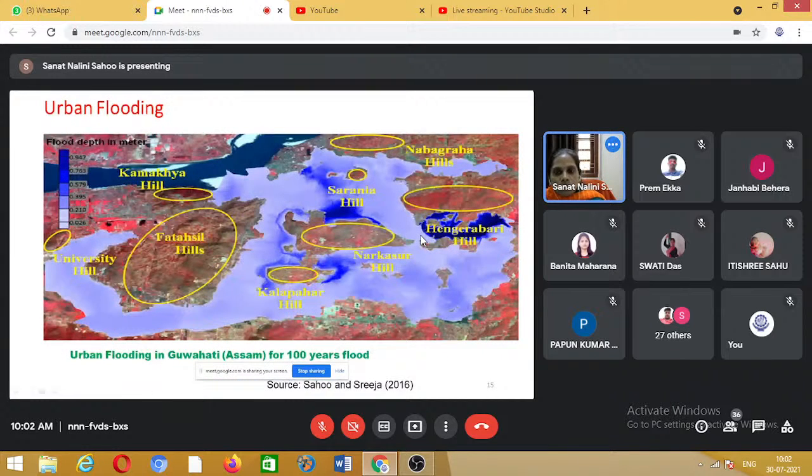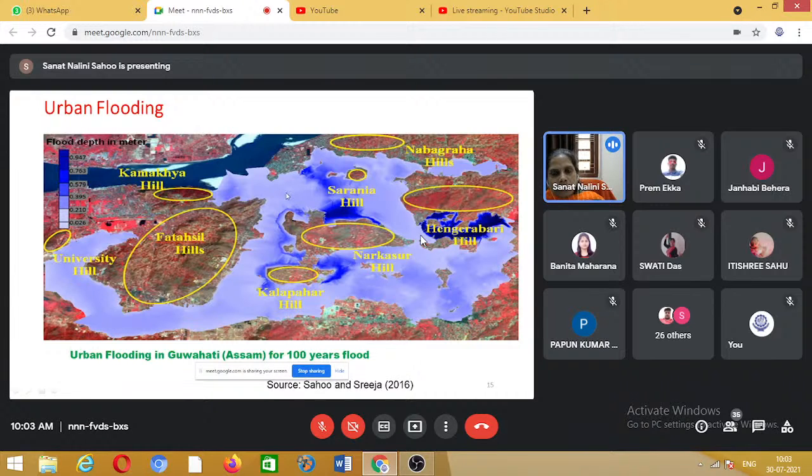Similarly, if you talk about urban flooding, this was the urban flooding in Guwahati for a 100-year flood. We have modeled it for a 100-year return period flood. We have estimated how much the flood depth will be and how much it will spread. So we have modeled it. You can see the flood depth was a maximum of 0.94 meter, meaning up to 1 meter it will go in the darkest lines here at the foothills of some hilly areas. You will find a maximum water depth of 1 meter accumulated for a 100-year flood.